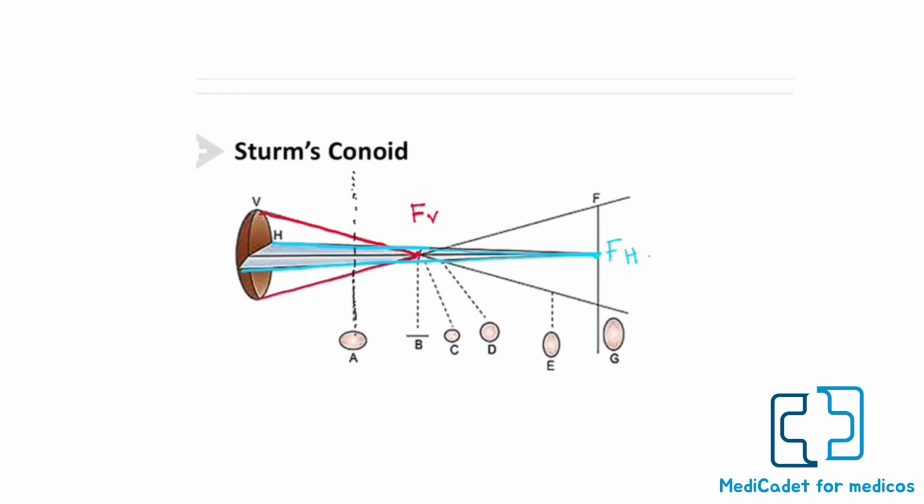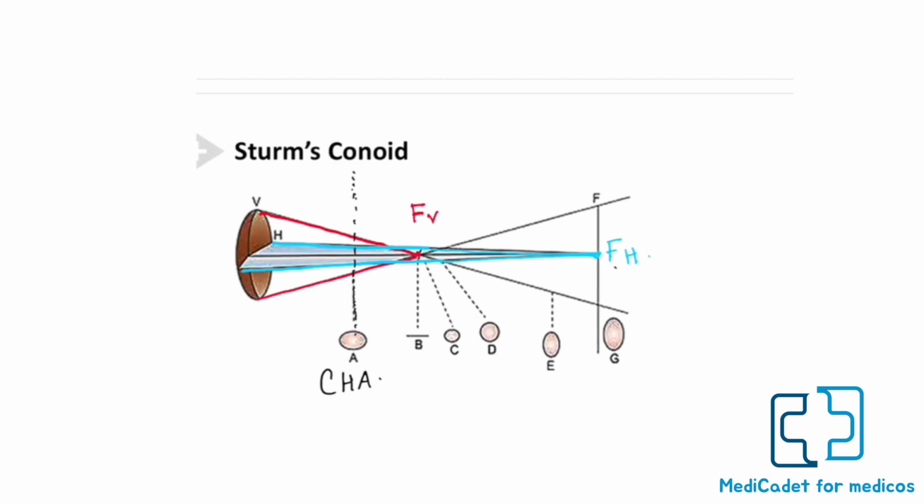So see, if the retina is at the point A, both FV and FH are behind. So both the axes are hypermetropic. But mind you, they are not equally hypermetropic. This FH is far more hypermetropic than FV. Correct? So if I have the retina at the point A, both FV and FH are hypermetropic, but FH is more hypermetropic than FV. So what is this point A? This point A obviously is CHA, that is compound hypermetropic astigmatism.